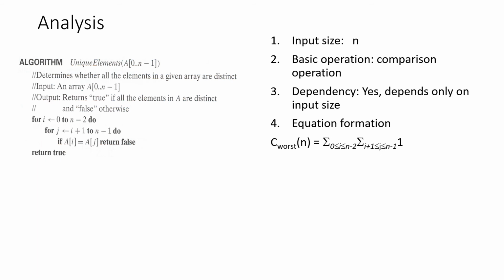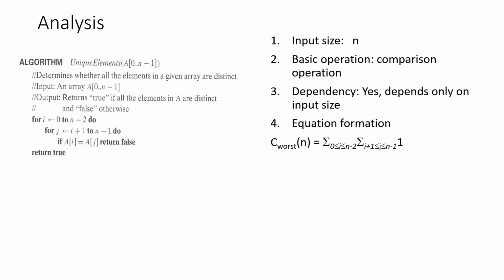So what is the fourth step? We have to formulate the equation. The equation formation is very easy. For every iteration, one comparison we are going to do. What is the innermost boundary, j? I plus 1 is the starting value, and what is the maximum value it takes? It takes n minus 1. So that's what we have written here, right?